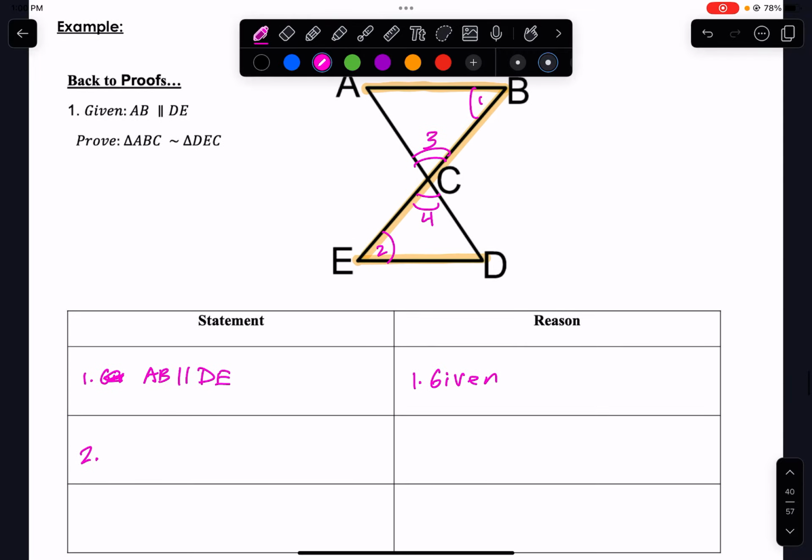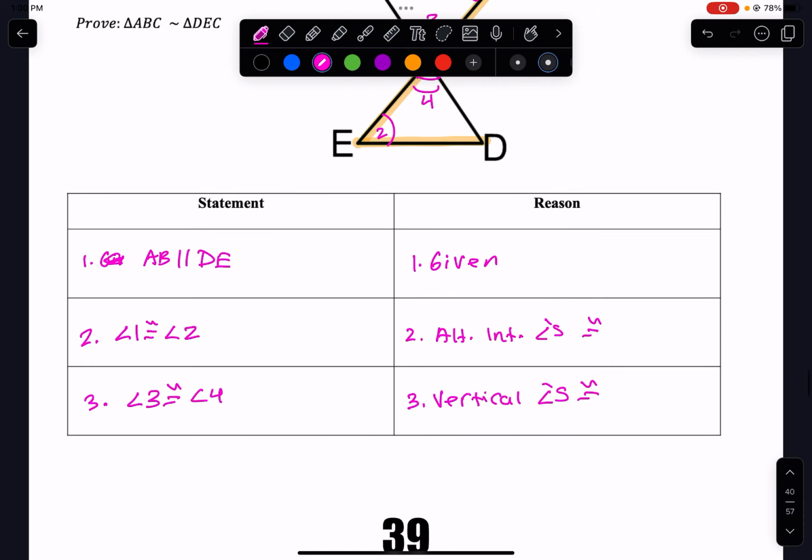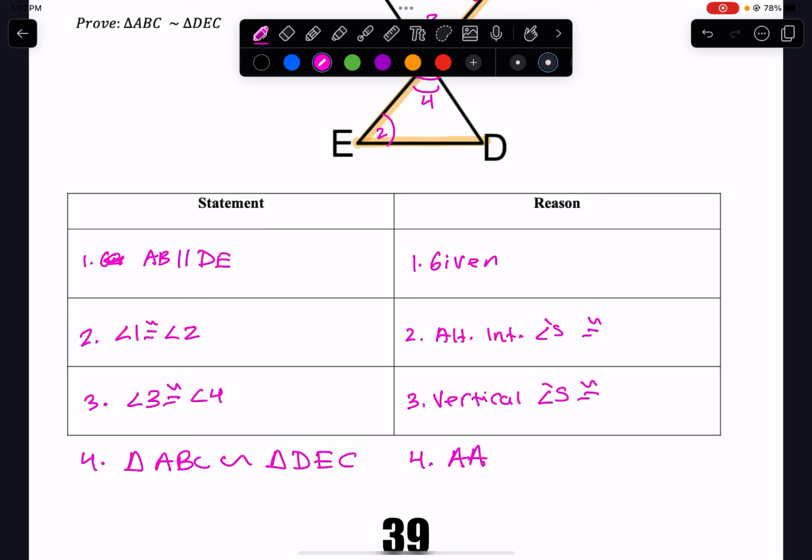So there's a box missing. That's fine. So angle 1 is congruent to angle 2. Reason, alternate interior angles are congruent. Angle 3 is congruent to angle 4. Reason, vertical angles are congruent. And then finally we can write our proof statement. Reason, angle, angle is similar to angle, angle.